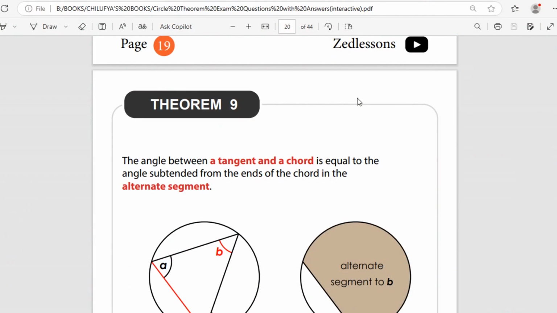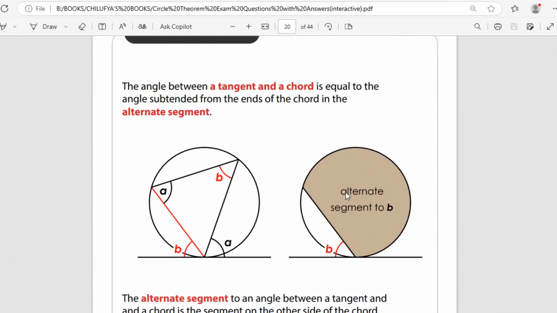Okay. So in Theorem 9, we are talking about this special property about the tangent and the chord. So let me read the statement real quick, and we are going to get to the business of proving these theorems. It states that the angle between a tangent and a chord is equal to the angle subtended from the ends of the chord in the alternate segment.